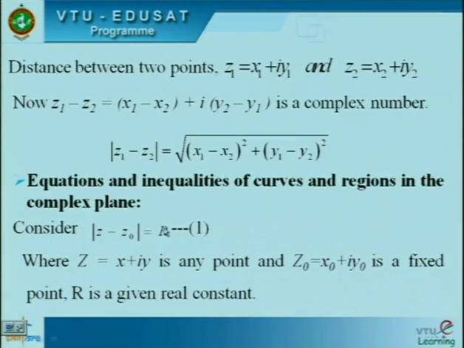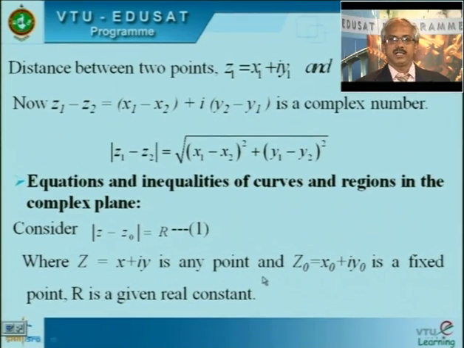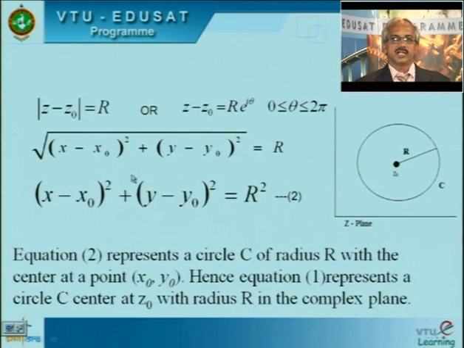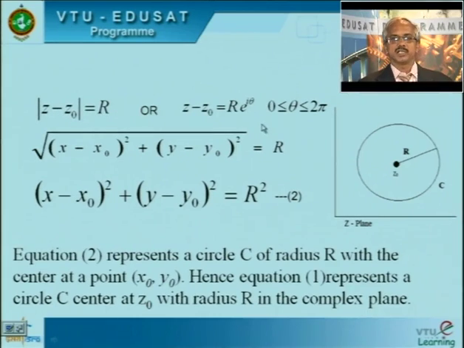For that matter, I have to consider this relation, that is mod z minus z naught is equal to r, where z = x + iy is any point, z naught = x naught + i y naught is a fixed point, and r is a given real constant in the complex plane. And this I can express: mod z minus z naught equals r means any complex number can also be expressed in polar form, that is, z minus z naught is equal to r e^(i theta).